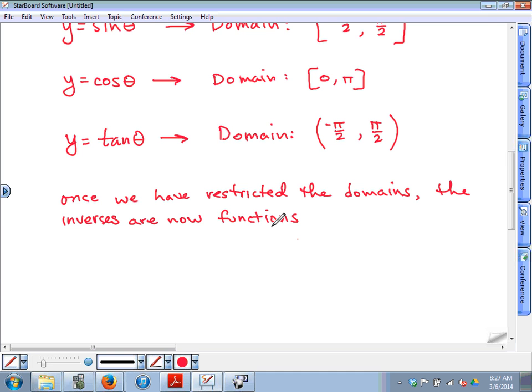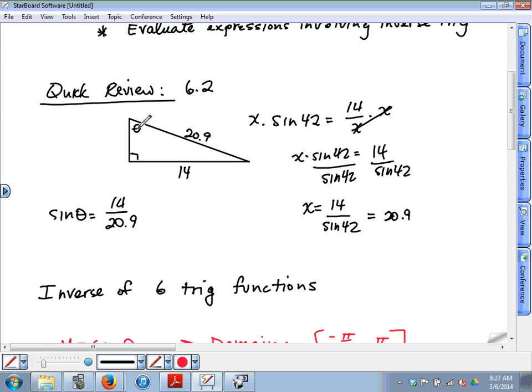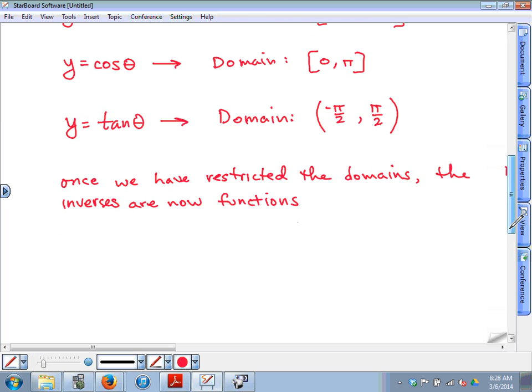And why would we only want to have one output? Well, think about the problem we were just talking about, where we were trying to find the missing angle. If we are going to take inverse sine, but inverse sine wasn't a function, wouldn't it be possible to get a couple of different angles? We wouldn't want that, right? We want to get one angle for theta. That's why it's important that we define inverses to be functions, so that we're sure we're going to get one answer for one input.